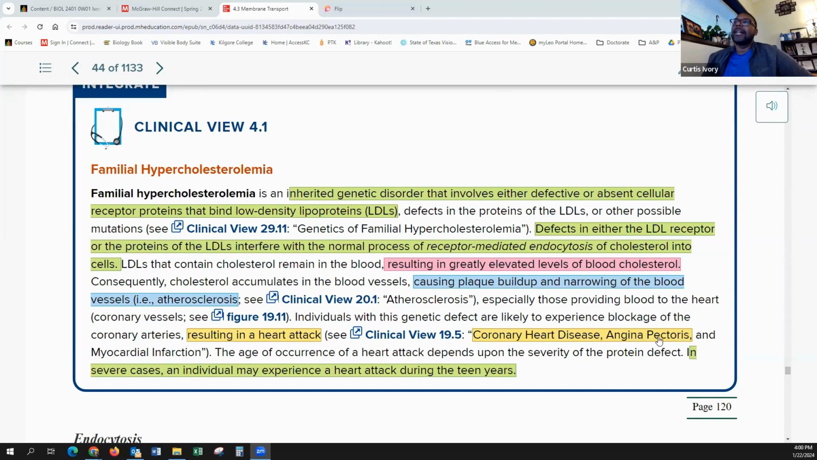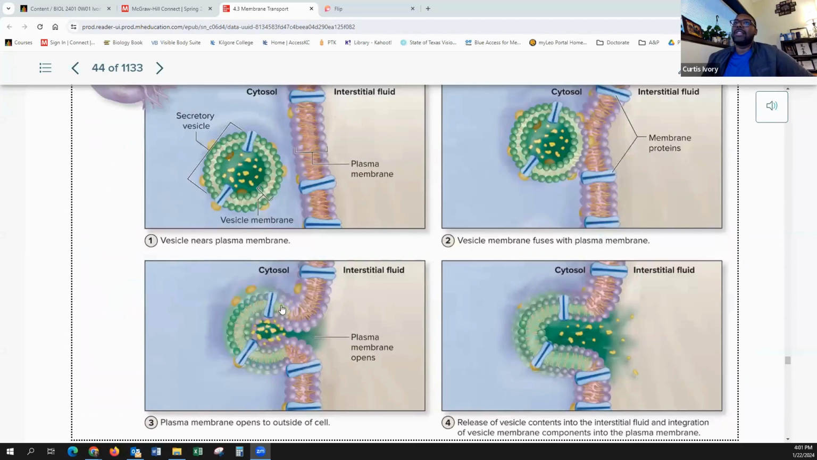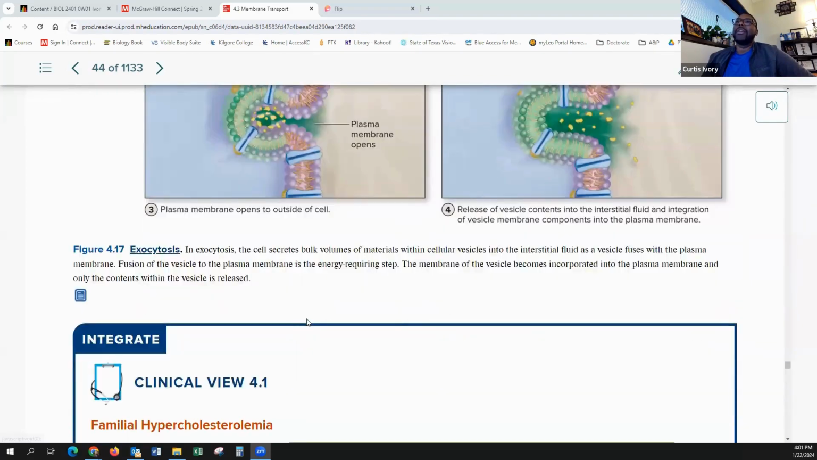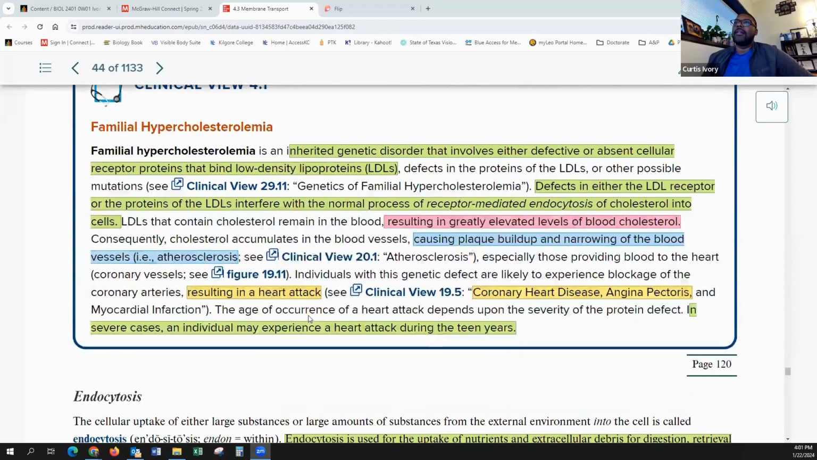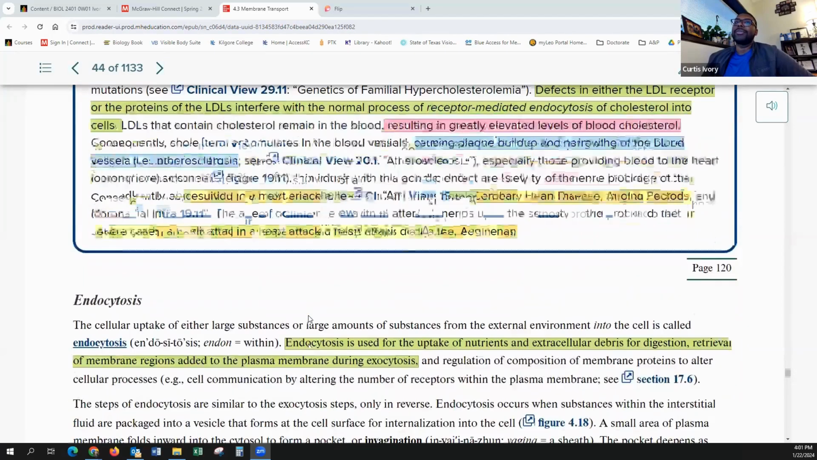In certain cases, especially in your teen years, it can actually cause a heart attack in your teens and potentially death. So these vesicles do a really big job. They're responsible for getting stuff out of the cell and bringing it into the cell. If you can't get something out, it could build up inside the cell. If you can't get something in, it can build up inside the rest of your body. So vesicles have a really big job.